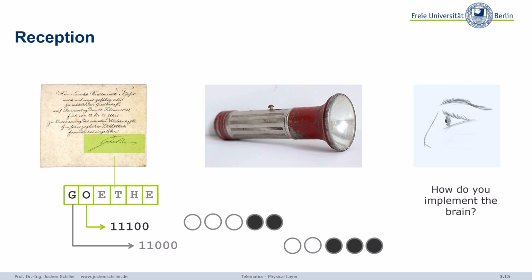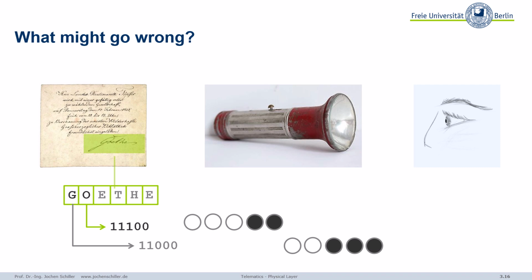So, okay, how to implement the brain? That's a complicated question. We as humans can do quite a lot with our brain, but now let's stay with very simple technical systems. So, why is our world of communication a bit more complex? Because many things can go wrong. So what might go wrong?